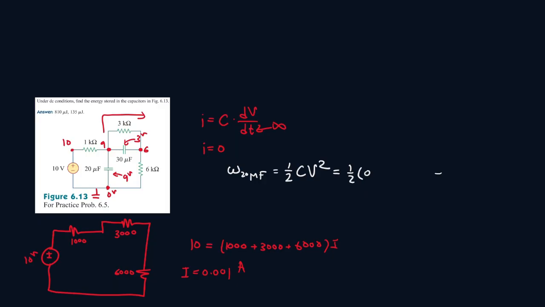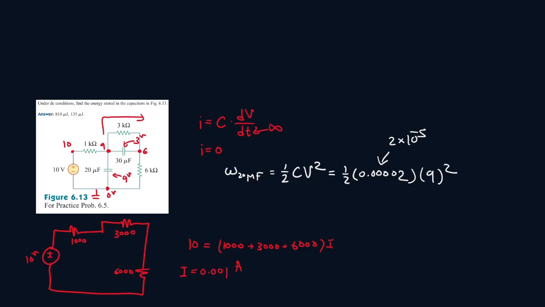So it's going to be 0.00002 times the voltage, 9 squared, or just 2 times 10 to the power of negative 5, both work. So 0.00002 times 9 squared divided by 2, you get 0.00081 joules.